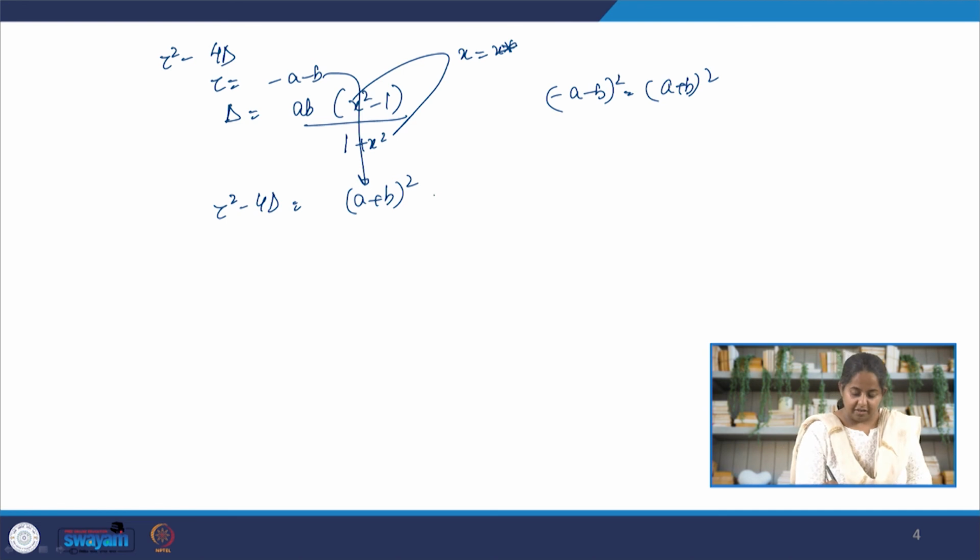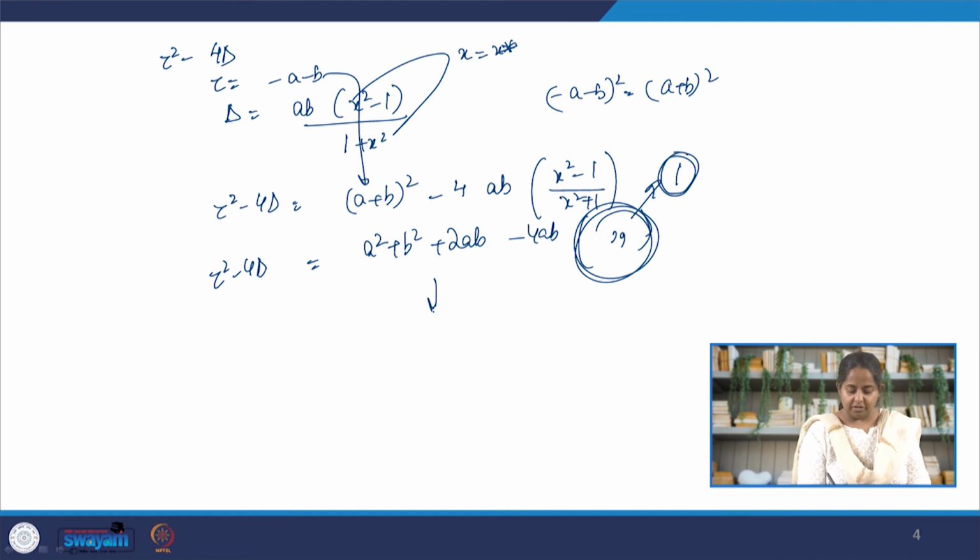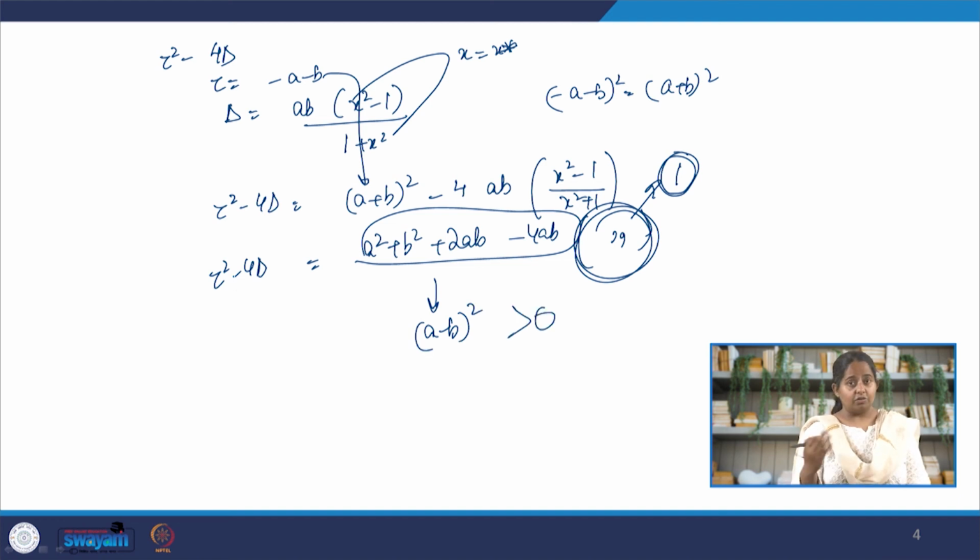That's why. Minus 4 delta is going to be 4ab times (x square minus 1)/(x square plus 1). So here we are going to have a square plus b square plus 2ab minus 4ab into this, is equal to tau square minus 4 delta. Now notice one thing very simply: if this particular term, x square minus 1 divided by x square plus 1, was equal to 1, the rest of the equation will turn into a minus b whole square, which is still going to be positive, right? Tau square minus 4 delta is going to be positive.